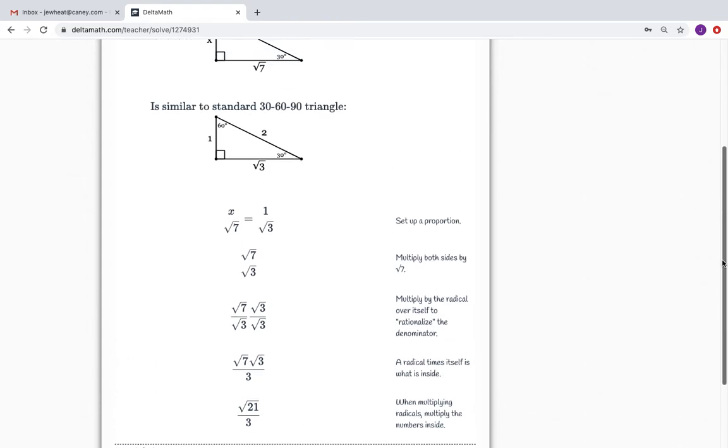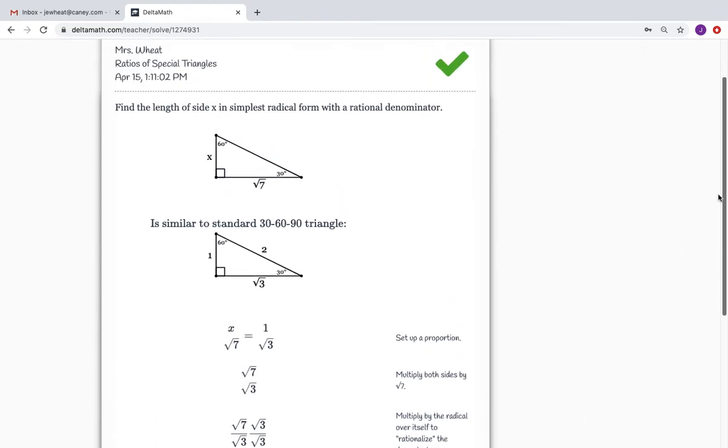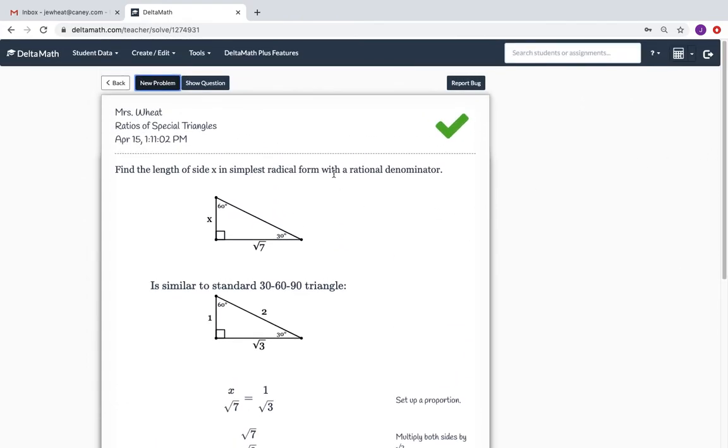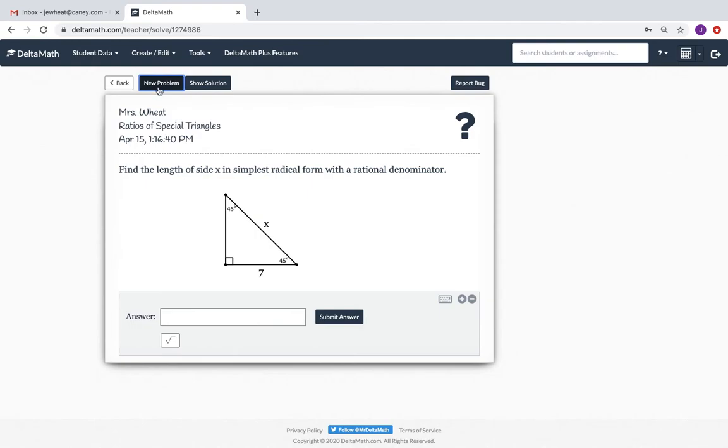Now, I know that rationalizing fractions is a little bit difficult, so if you want to use the decimal answer, that's fine. So I'm going to show you how that works as well. Okay, so this one, we have x and we have 7. So remember when you're multiplying here, this is a 45, 45, 90 triangle. So that means to go from leg to hypotenuse, we're going to multiply by the square root of 2.